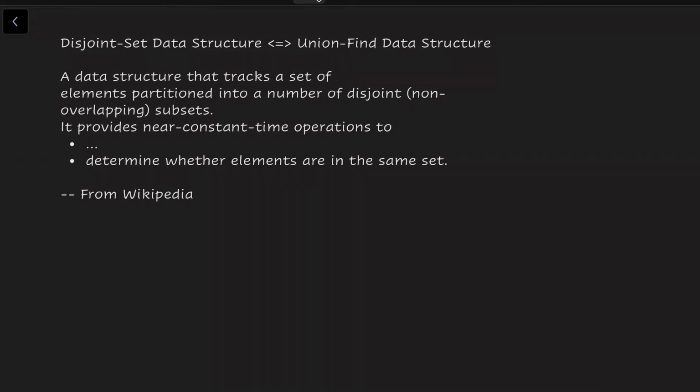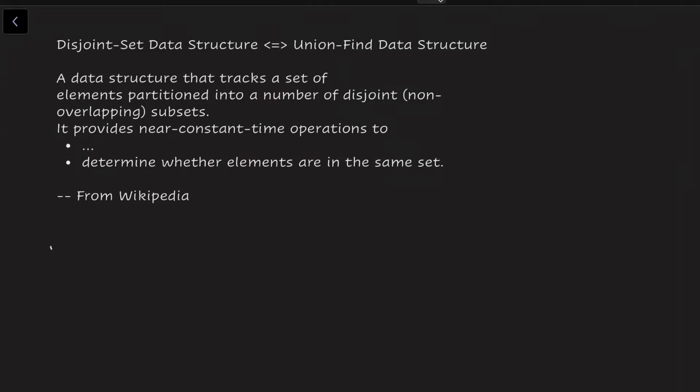There are two very important operations for this data structure, which are union and find. We want to first talk about find. So what does find do? Find returns an identifier of a set, and the identifier is also an element in the set. We just pick that element to be the representative of the set.